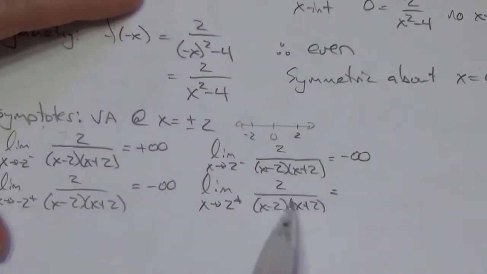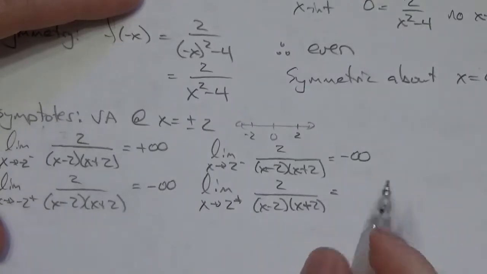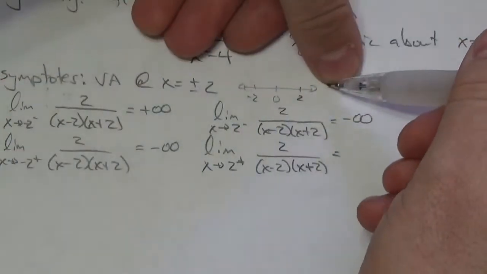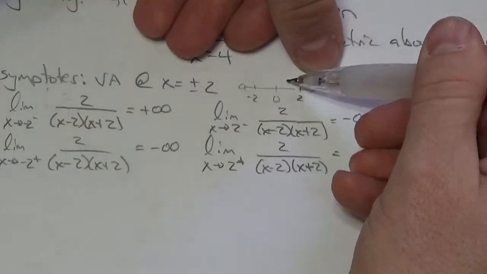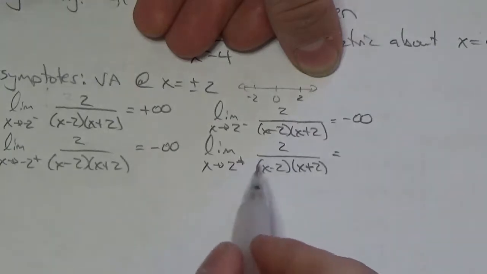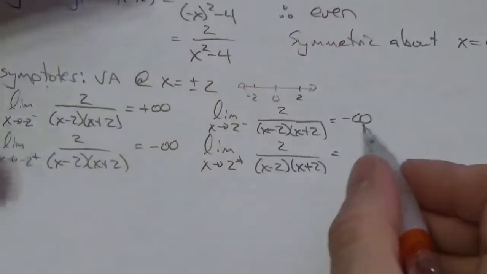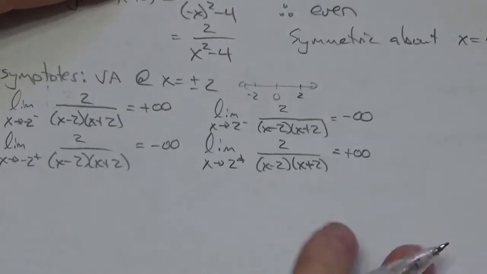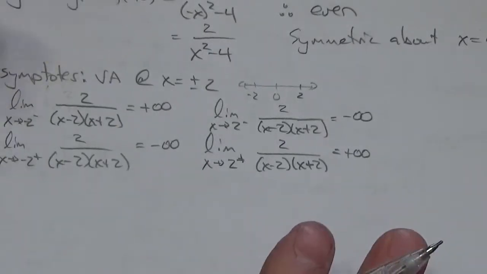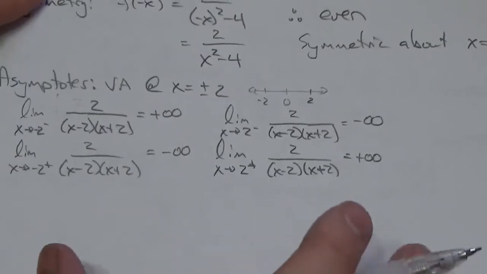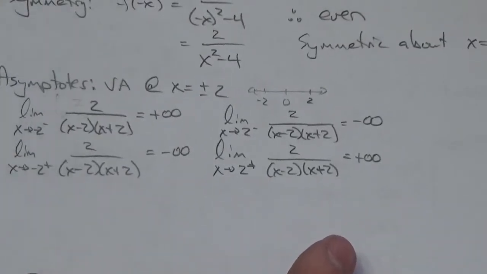And once again, x plus 2 doesn't have a problem with that. It's just approaching 4. But x minus 2, as I approach 2 from the right, when I subtract 2, I'm still on the positive side. So this will be positive 4, this will be the positive side of 0. So altogether, that's going to give me positive infinity. Awesome. So not only do I now know what the vertical asymptotes are, I know exactly how it's behaving on either side of those asymptotes.